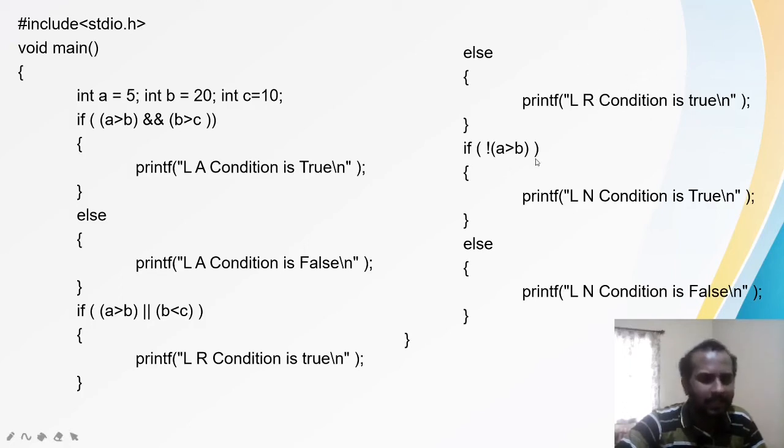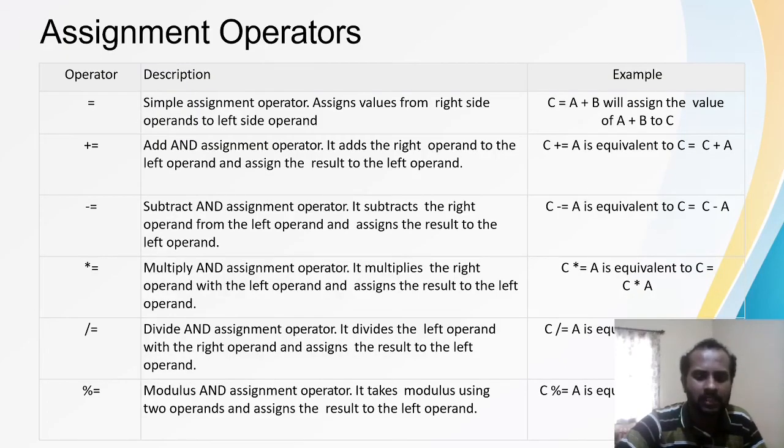A is greater than B, what about that one? It is false, right? But NOT of false is true, so it will print logical NOT is true.